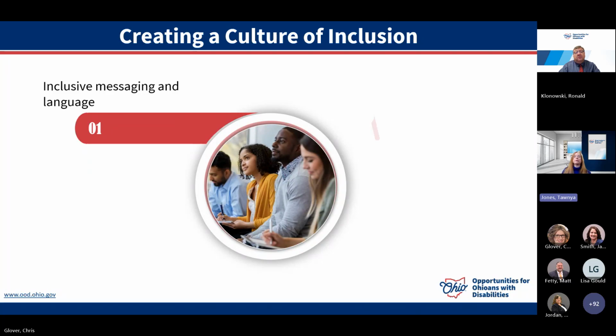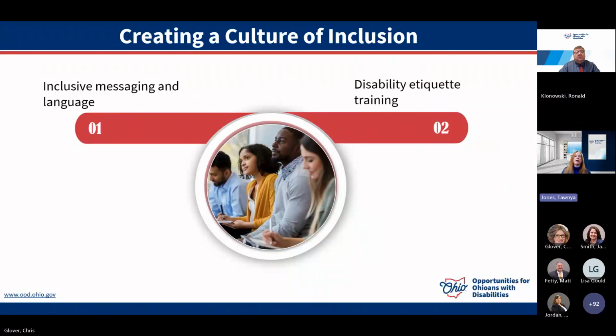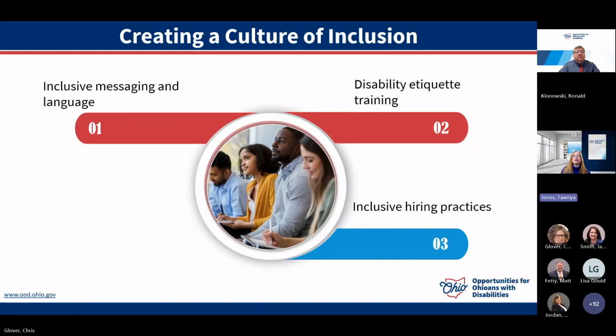Are your hiring teams trained in disability etiquette or how to accommodate candidates with disabilities effectively? Do your values and mission statements reflect a commitment to accessibility and inclusion? These are not just surface level questions. They reflect the deeper culture of your organization, and job seekers are paying attention.